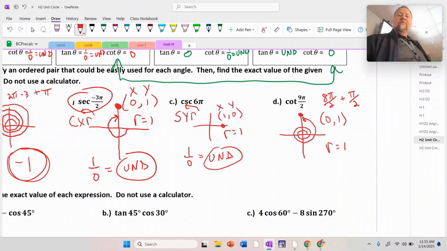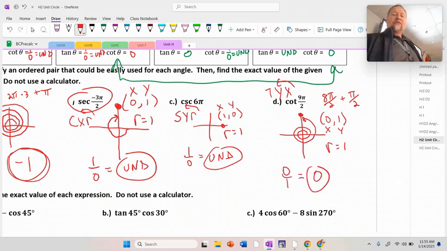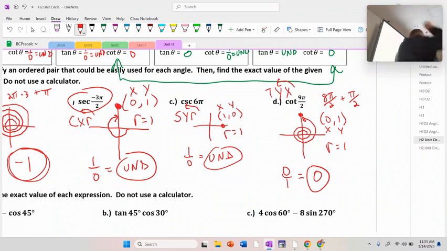R equals 1. What's cotangent? What letter over what letter? Who's cotangent related to? Tangent. So you put x over y, but then you flip it. So what's cotangent? 0. I was waiting for someone to say the answer 0. Okay, so remember when you tan an angle, you get a ratio of sides. That's why we're getting these numbers here.